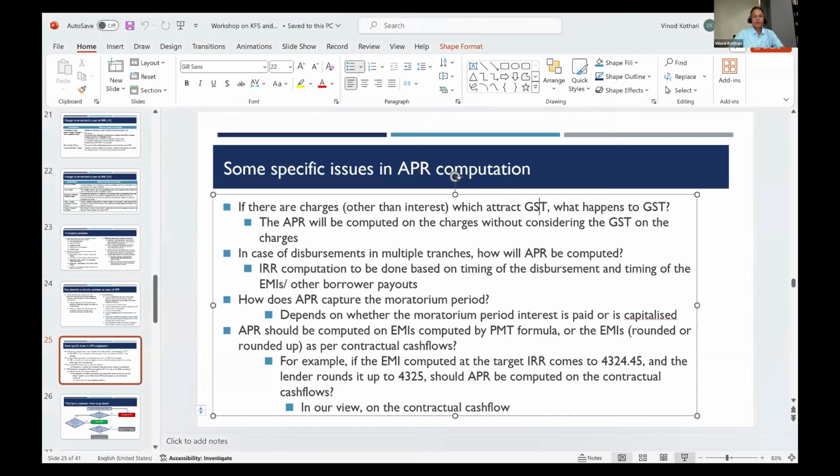Ask yourself, is this lending digital? If yes, the cooling off applies. In non-digital lending, there's no concept of cooling off period. Cooling off period is only in case of digital lending.